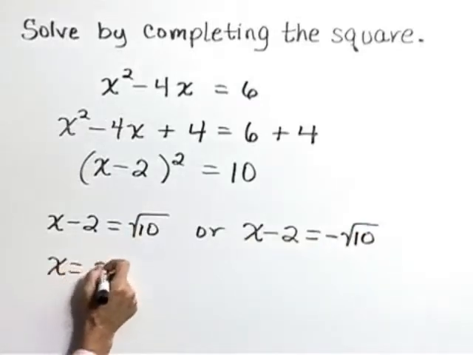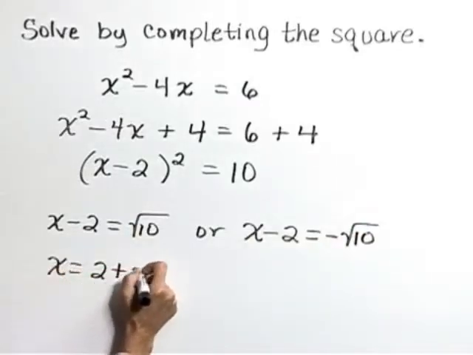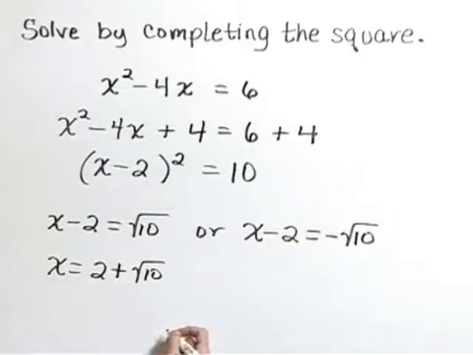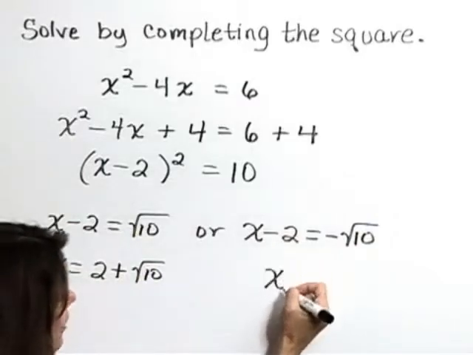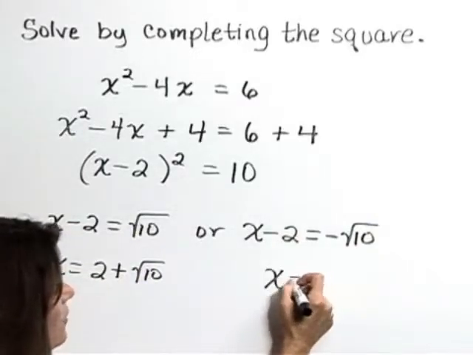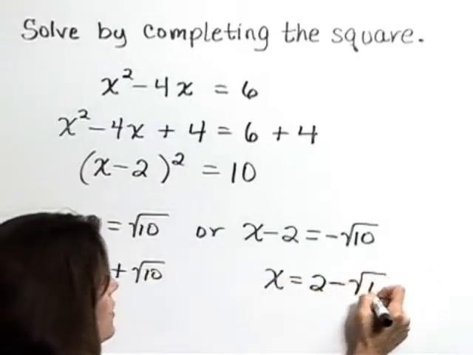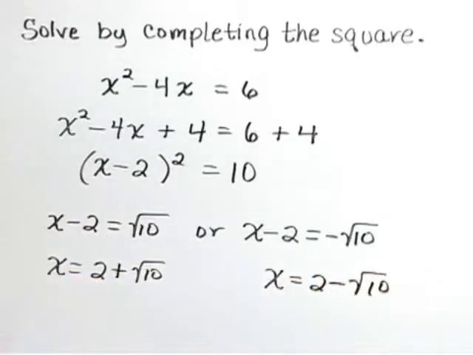On the left, x is equal to 2 plus the square root of 10, adding 2 over. Over here on the right equation, we have x is equal to 2 minus the square root of 10. It's always a good idea to check these two solutions in the original equation. And as you do that, you'll see that they both work.